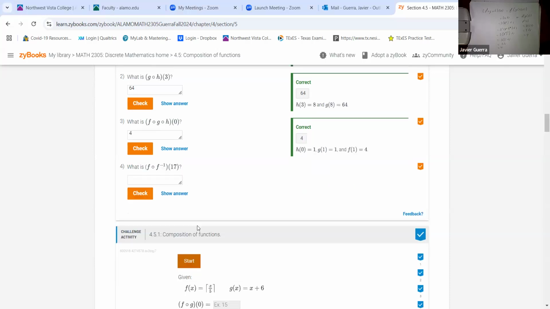Awesome. Now they want us to find the inverse. I want to apply F. Okay, so the next one I'm going to do is F composed of the F inverse evaluated at 17. All right, well, let's take a look at it. So I gotta find my inverse first.